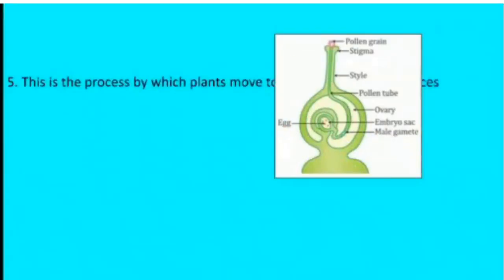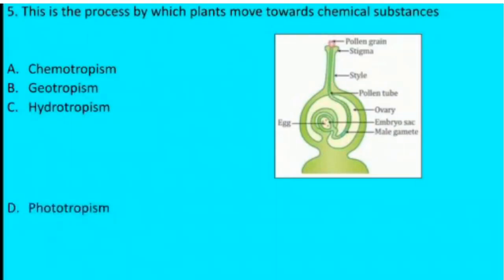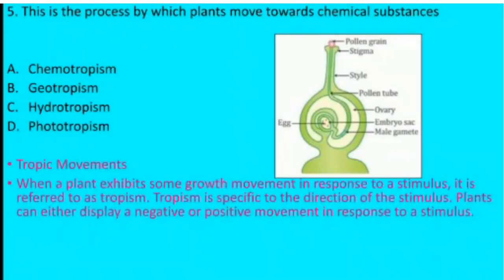So here comes our next question. So this is the process by which plants move towards chemical substances. Is it option A, chemotropism? Option B, geotropism? Option C, hydrotropism? Option D, phototropism? Yes, you guessed it right. These are the tropic movements we are talking about. So let me explain this first.